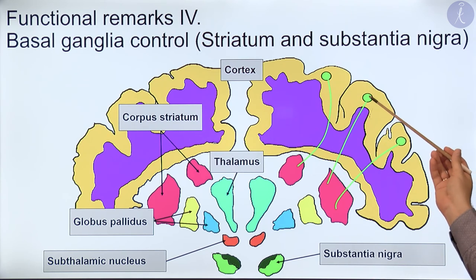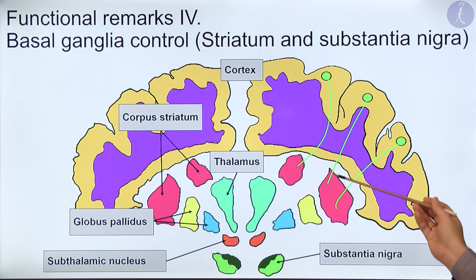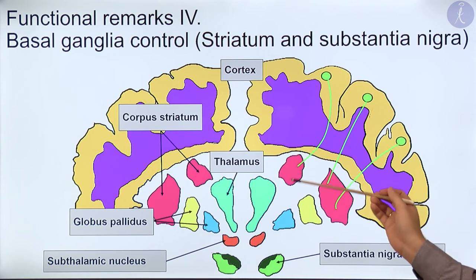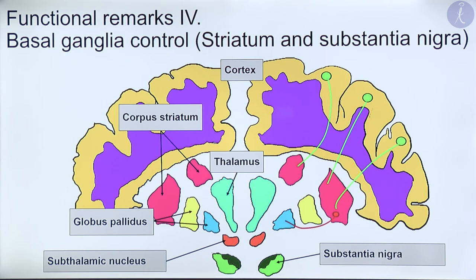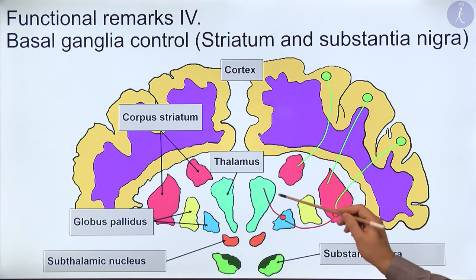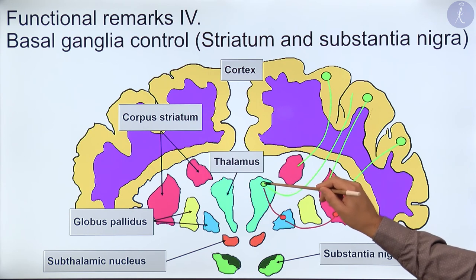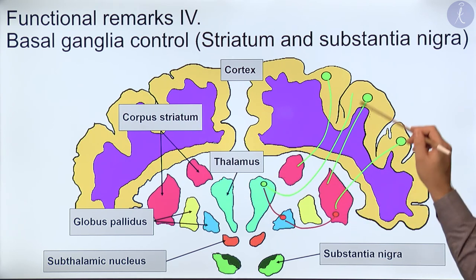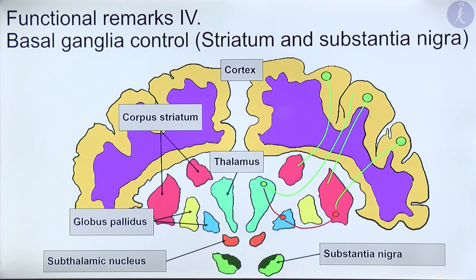The cortex sends information or activates the neurons in the corpus striatum. From the striatum we have two options. An inhibitory neuron inhibits the globus pallidus inhibitory neuron. If this neuron inhibits the second order neuron, this won't inhibit anything. Thus, the thalamus stimulatory neurons can continuously stimulate the cortex. So the movement is allowed and you can move.